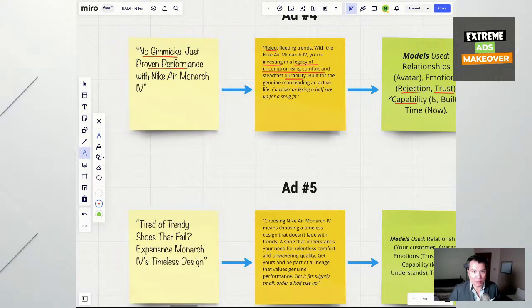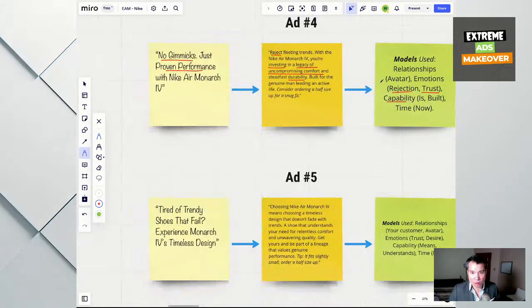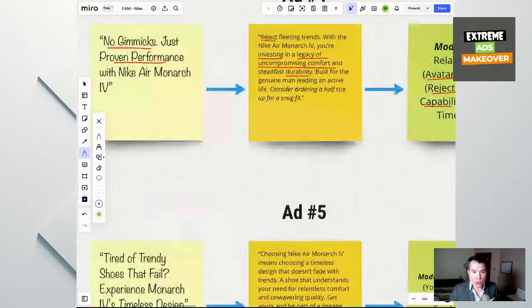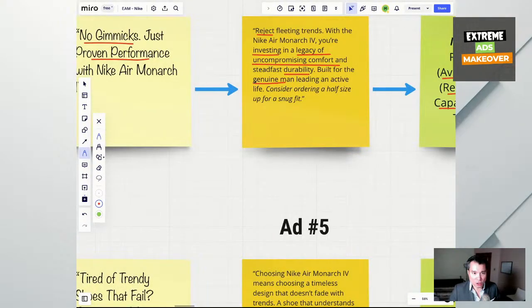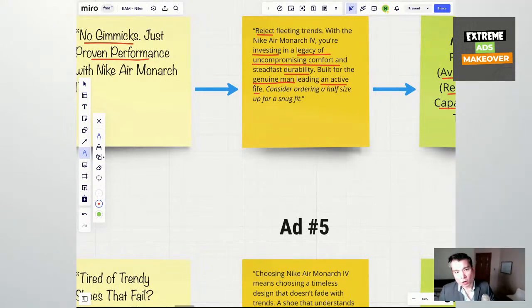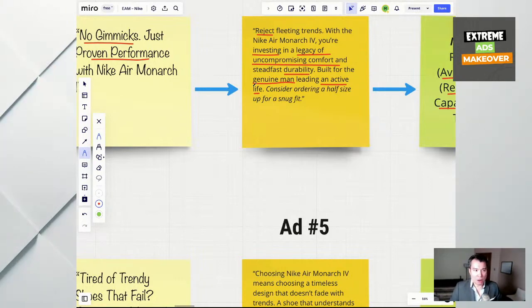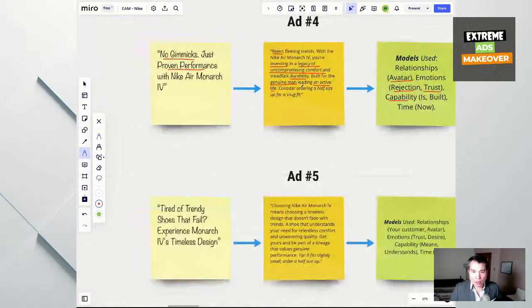Again, this is another capability. And built for the genuine man leading an active lifestyle, avatars. This is about your customers, built for the genuine man leading an active lifestyle. Isn't that what the avatars of Nike is all about? They're targeting men and women leading an active lifestyle. Everything is in a now phrase, right?